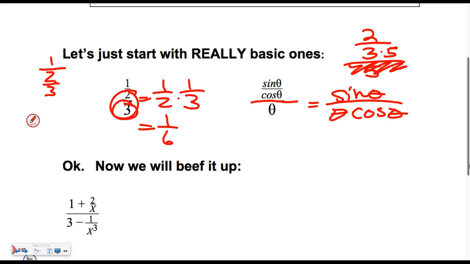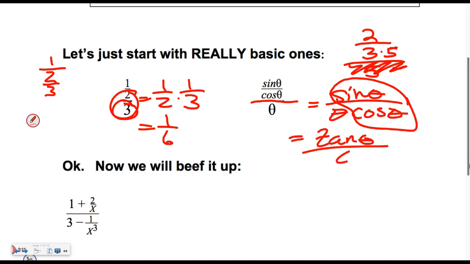What am I going to clean up on that one, Gil? I'll circle it for you. What'd you say? I think I heard it. Yeah, that's actually tangent theta over theta, and it's done.